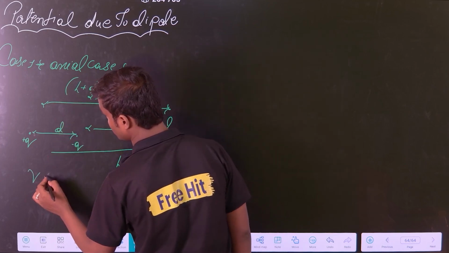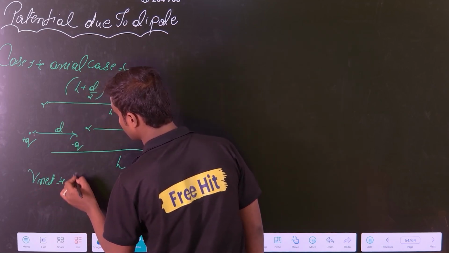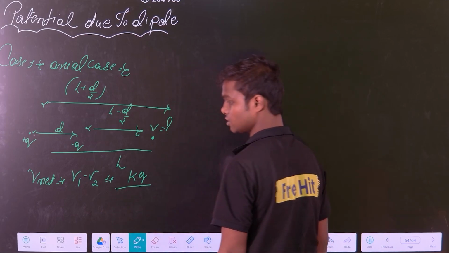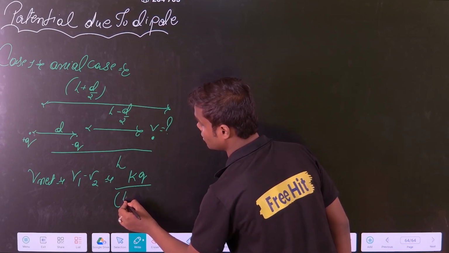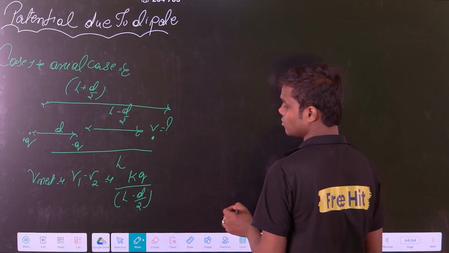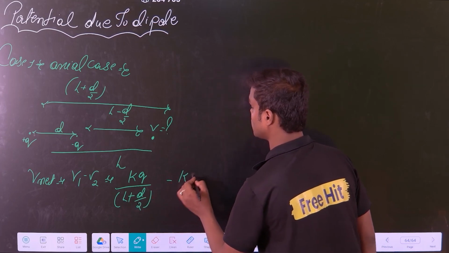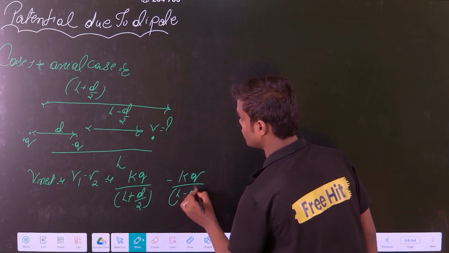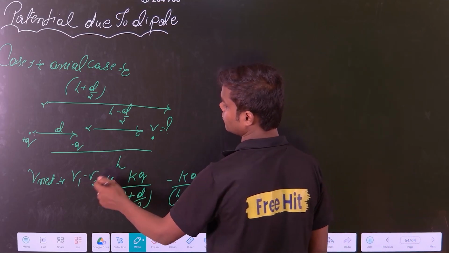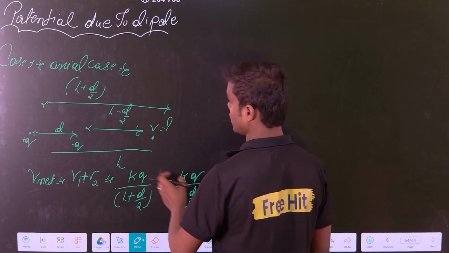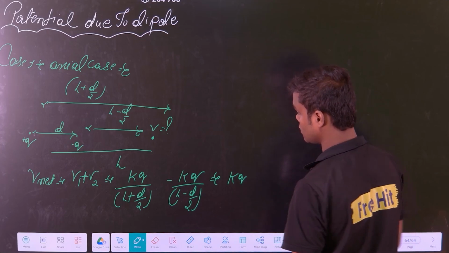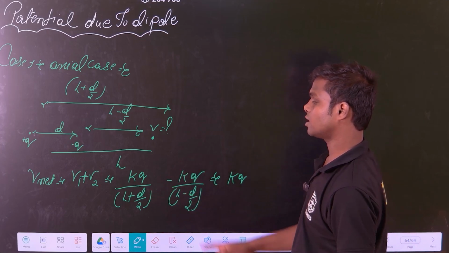So what is the potential? V net will be V1 minus V2. V1 is kq by L plus d by 2, minus kq by L minus d by 2. Correct? This one is negative because the charge is negative. So when you do this, you will get kq times, in the numerator, L minus d by 2 minus L plus d by 2, which gives minus d.